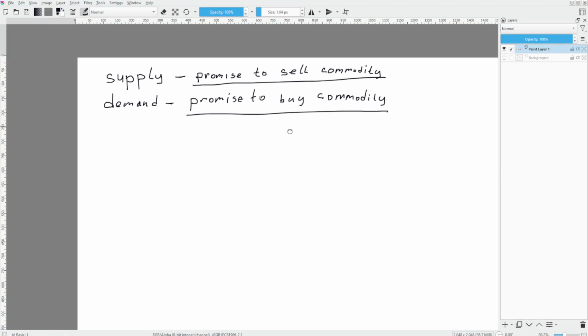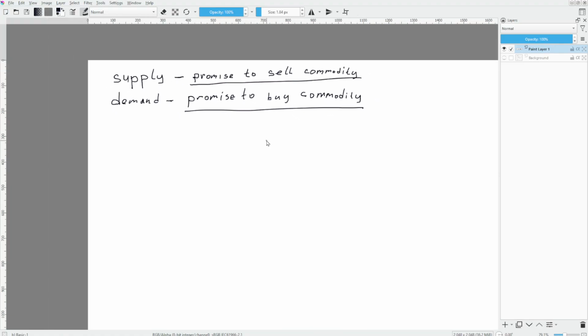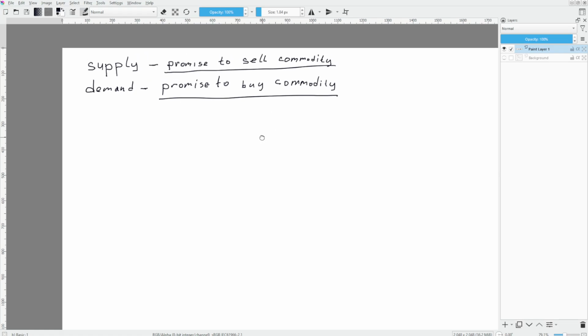To make these things theoretically easier to work with on a theoretical level. So every producer, every consumer promises to the market that it will sell a certain amount of commodity and it will buy a certain amount of commodity. It allows us to calculate the promises of all participants in the market.